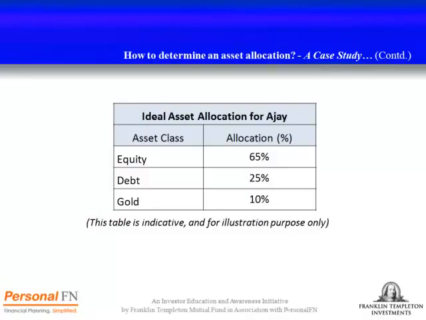In case of Ajay, since his overall risk-taking capability is moderate and he has a medium-term time horizon, he can have a mix of equity and debt with slightly higher allocation towards equity. So he could invest about 65% of his investable surplus in equity, 25% in debt, and 10% in gold. This allocation is expected to give him sufficient returns to achieve his future goals with a balanced investment portfolio.